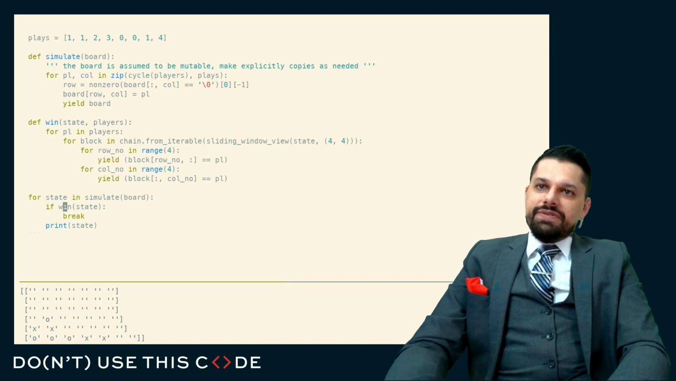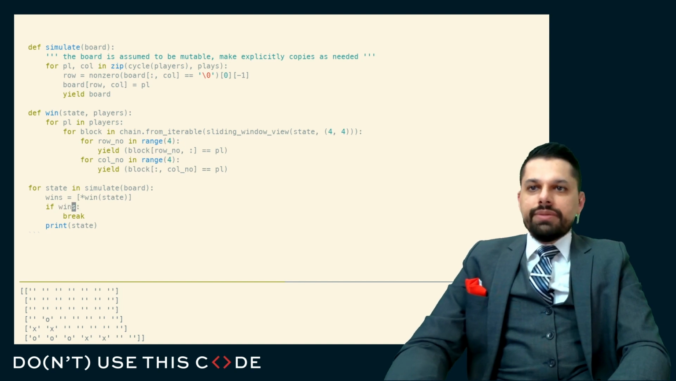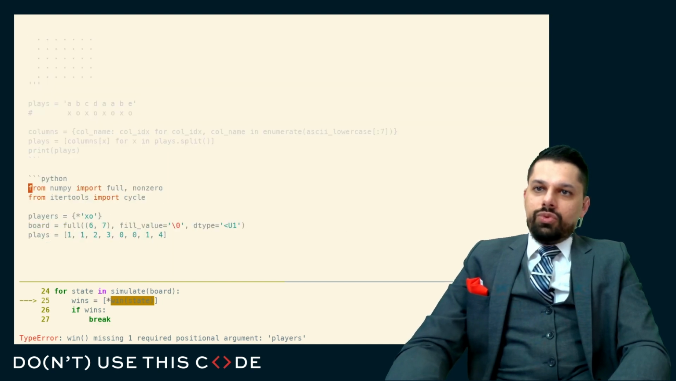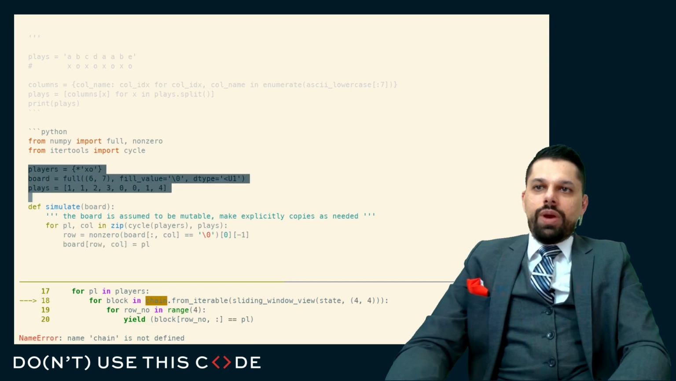Here, this gives us each time somebody won. So these are the wins that existed, given the state of the board at some point in time. And here we'd say if wins, then we break. And we need to pass this the players, which we specified up there. Very good. Let's move some of this information around.